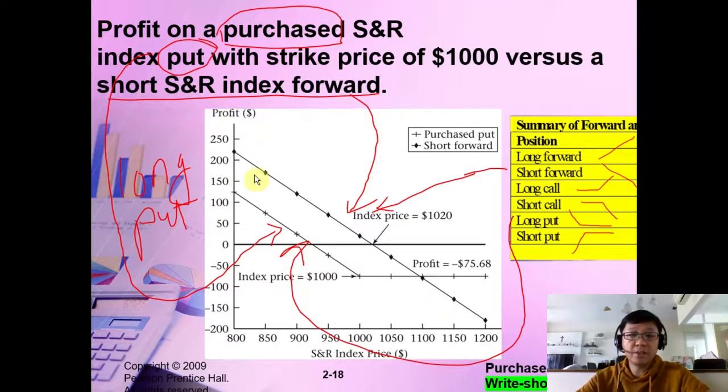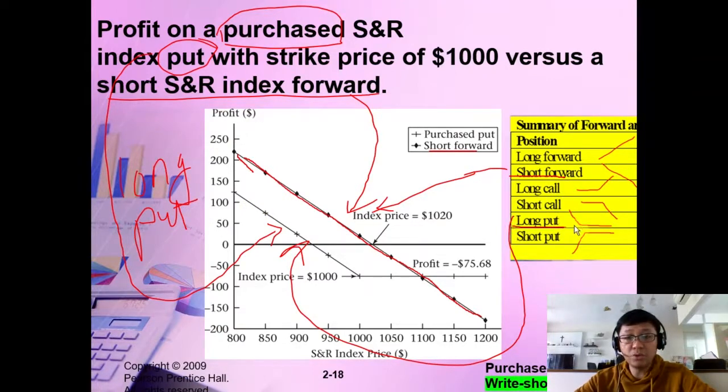Right here, I'm just showing you the payoff graph when you combine. There are people who don't just buy a long put. They might also do a short forward as well. So you can see this is a combination of a short forward, which is this graph over here, with a negative gradient, and then the long put.